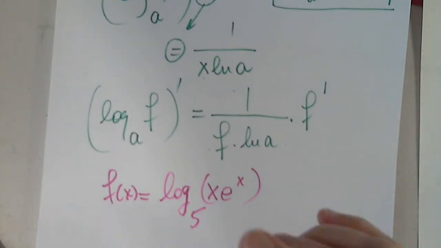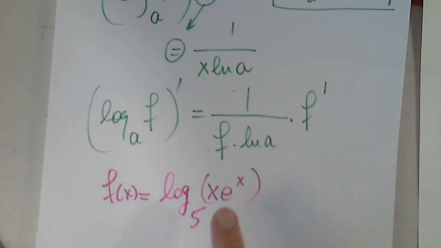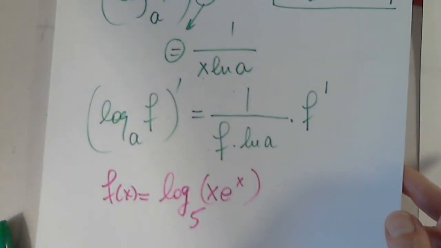So first of all, I need to remember that the log base is 5. So I will have a constant in the denominator of natural log 5. Then I have to notice that this is a product, so function 1, function 2, and see what happens. Okay? So let's differentiate this function. Any questions so far? Anyone?